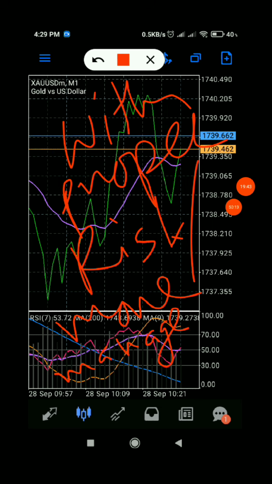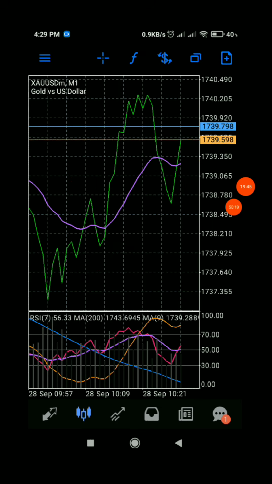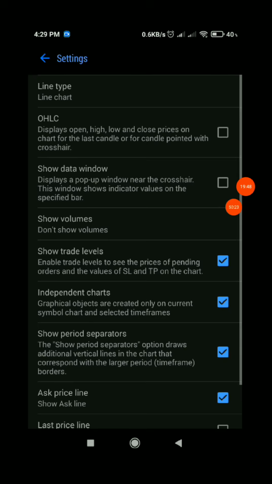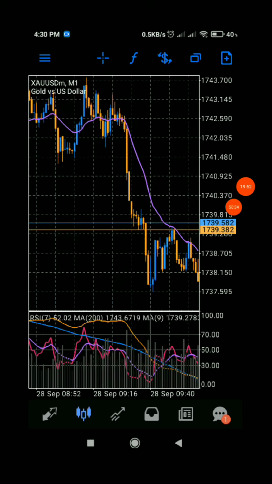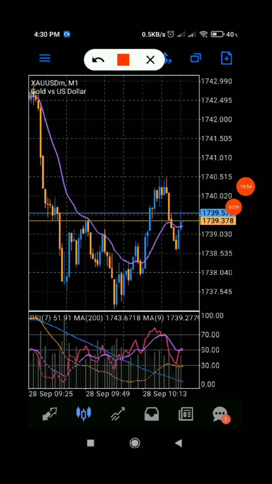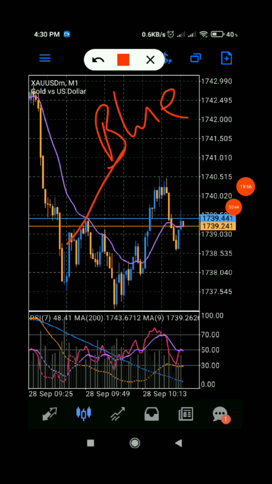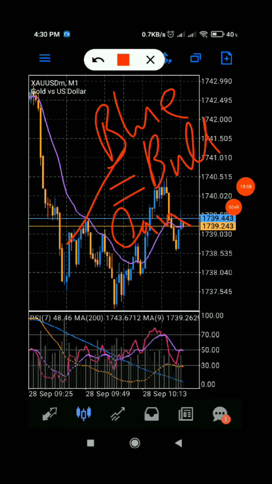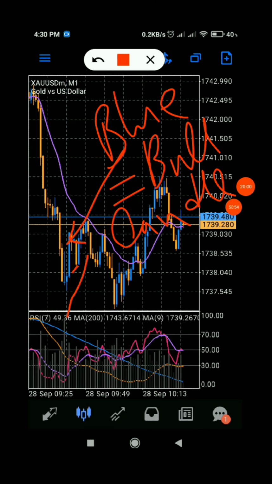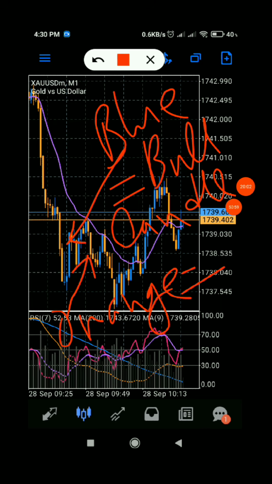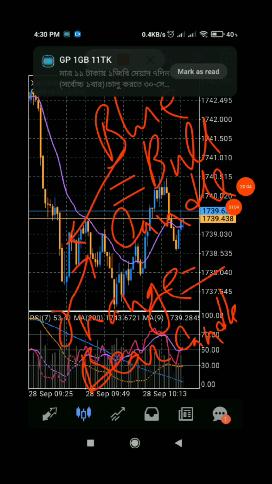With proper risk management or money management, you can succeed. So I had a line chart, now I am using candlesticks. So here the blue candlesticks represent the bull candle, and the orange candles represent the bear candle.